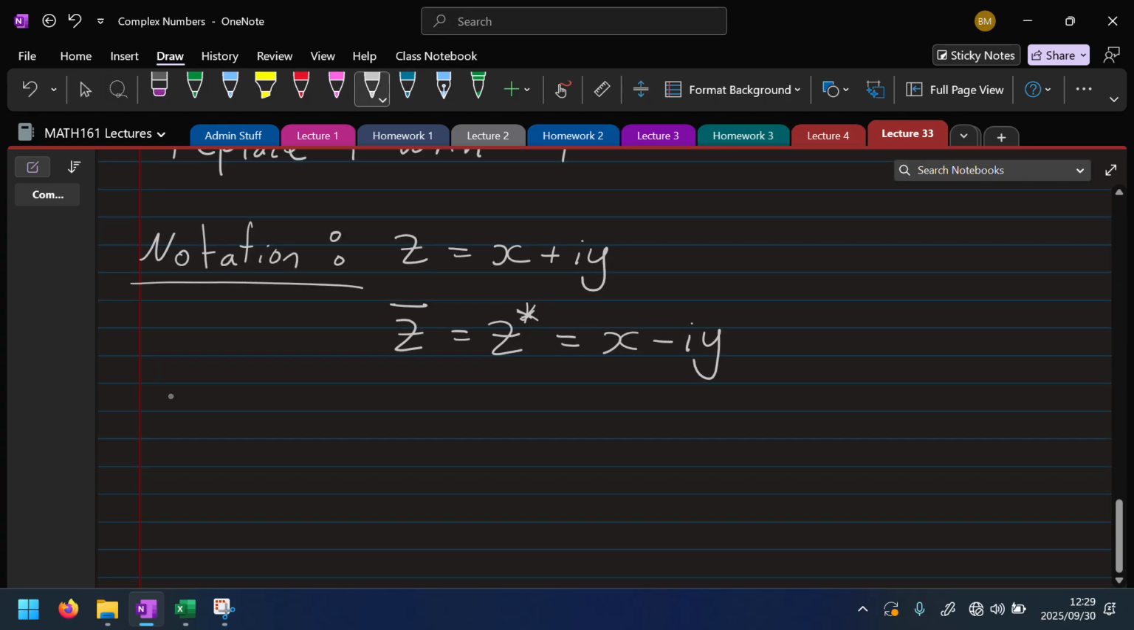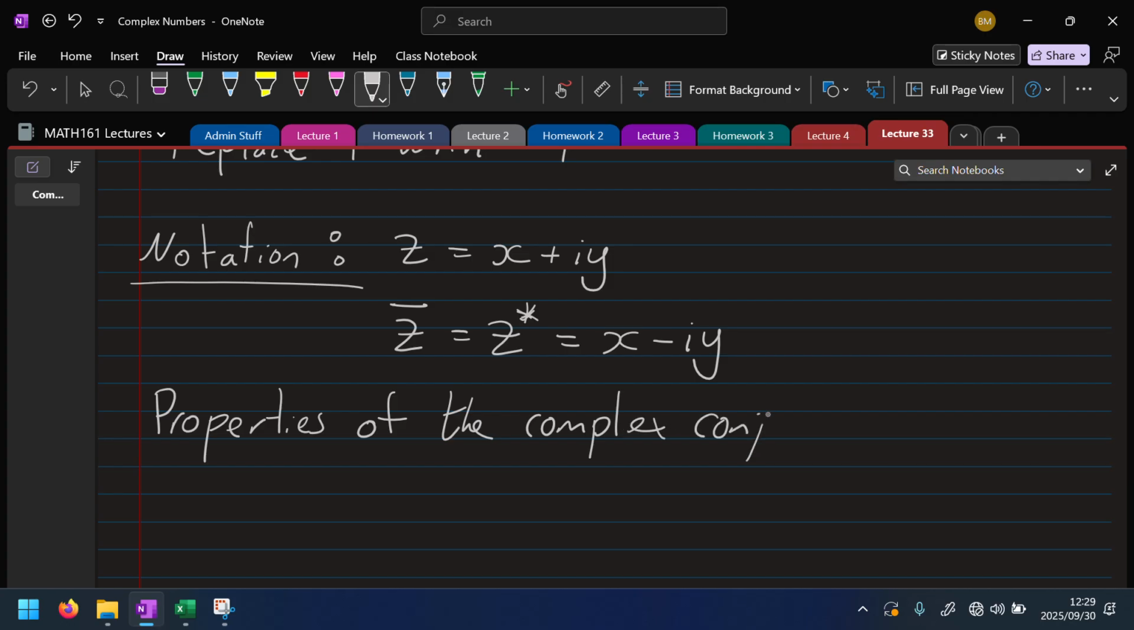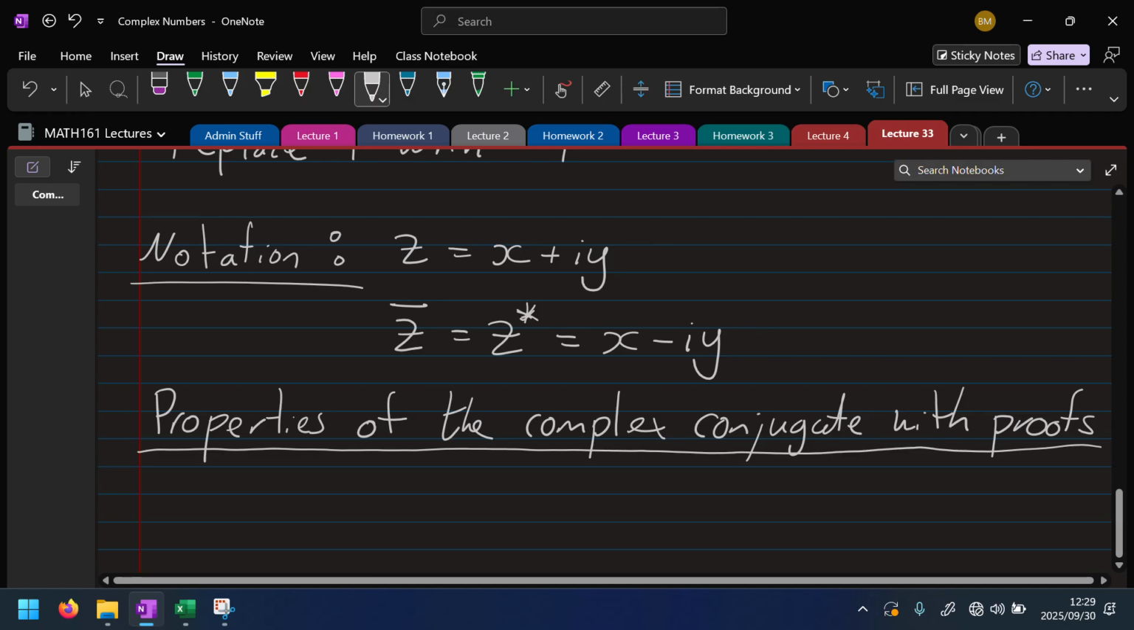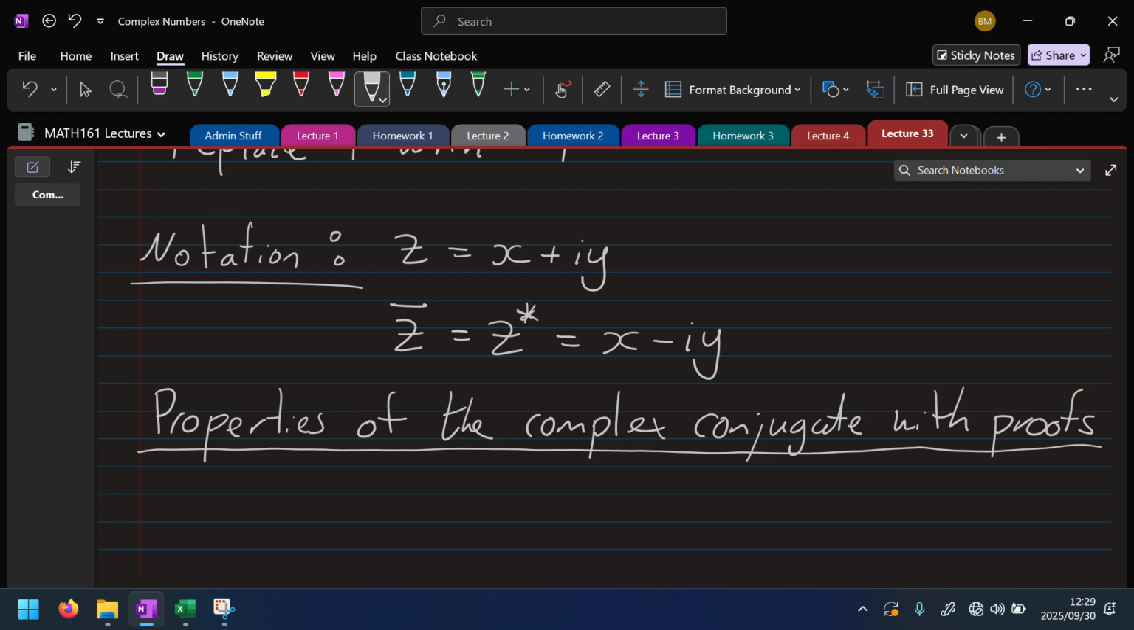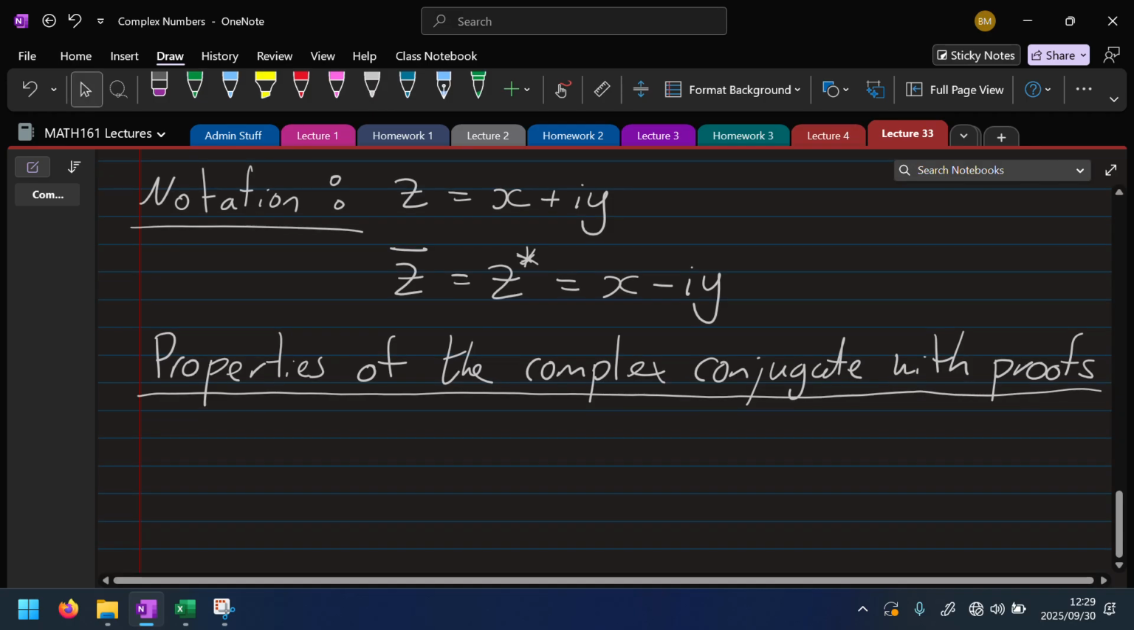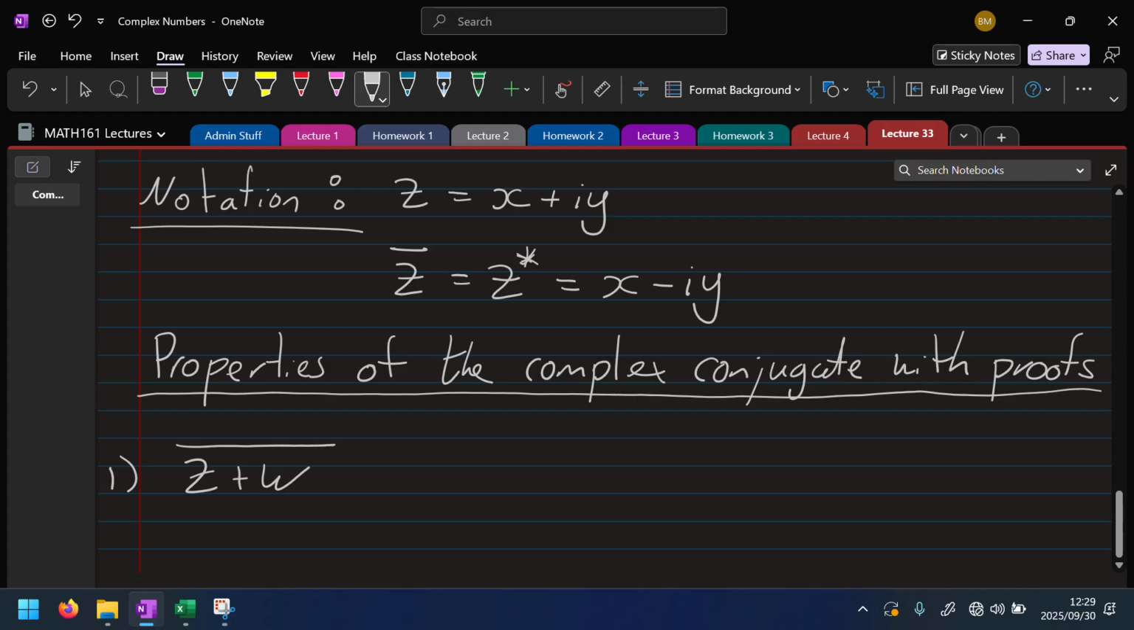Okay, so let's have a look at some properties of the complex conjugates, with proofs. A lot of proofs coming up. We'll go through the first proof slowly, and then the others I'll leave for you to do at home. Property number 1: if we have z plus w, two complex numbers, and we do the conjugation of the sum, this is the same thing as doing z bar plus w bar. So you can do the conjugation of the sum, or the sum of the conjugations. It distributes over the plus.